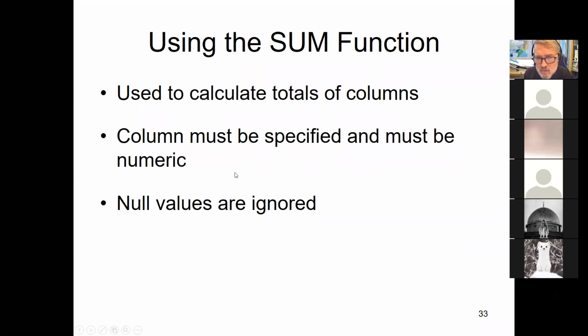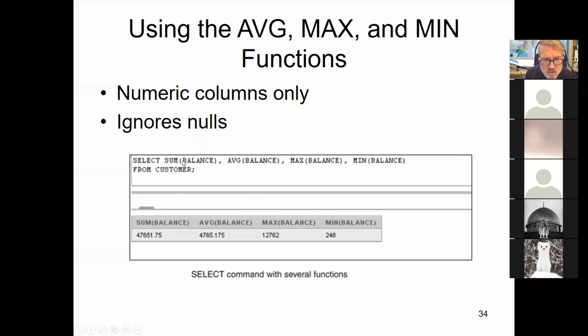Works with numeric fields. And so here's a nice one where we are selecting the total, the average, the max, and the min, and all from all of the records because there's no where clause there, right? So this is going to give us those values.